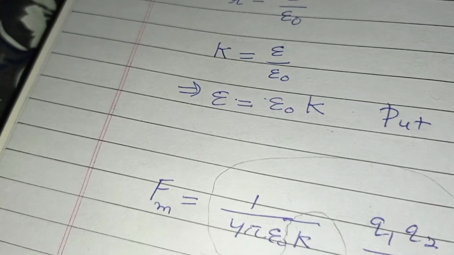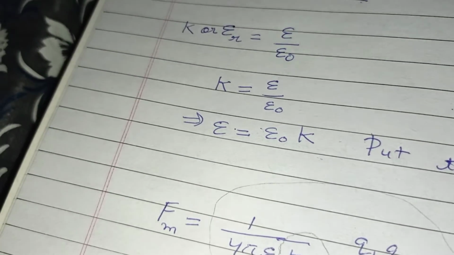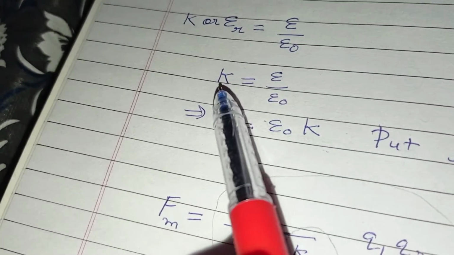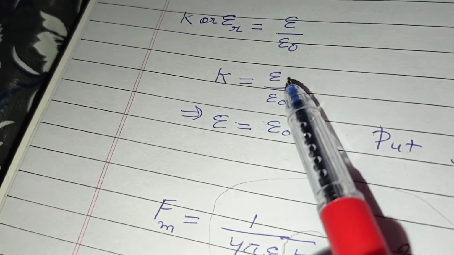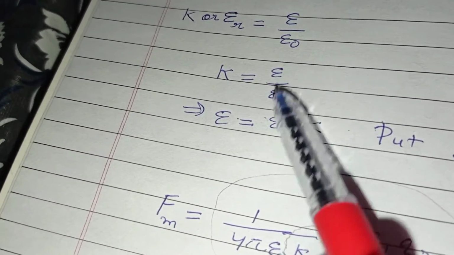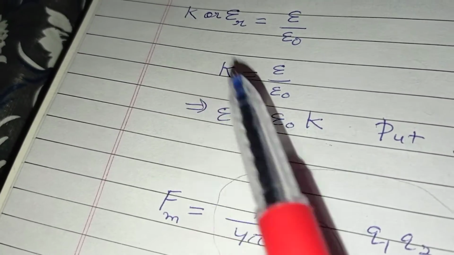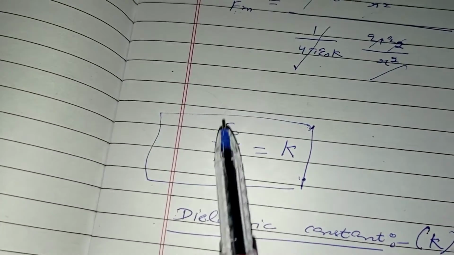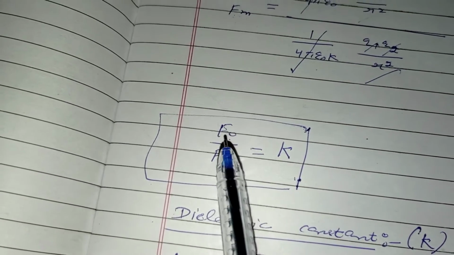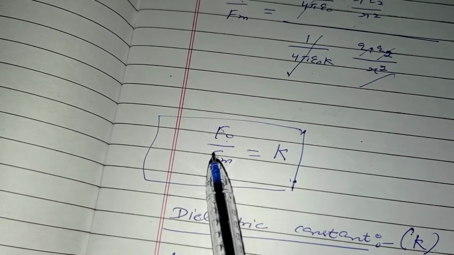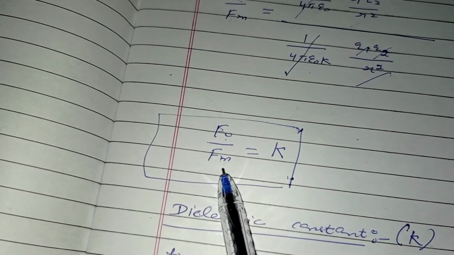There are two definitions of dielectric constant. One is that it is the ratio of the absolute permittivity of the medium to the absolute permittivity of free space. Again, it is the ratio of the same physical quantities, so we can say that there are no units and no dimensions of dielectric constant. The other definition is that it is the ratio of forces between two point charges when they are placed in vacuum to when they are placed in any medium. Okay.